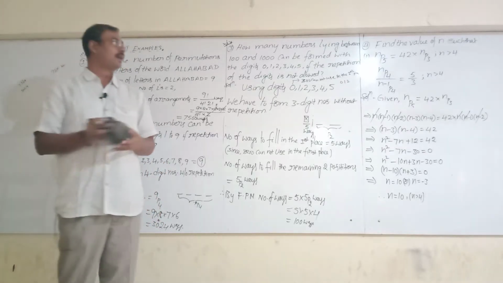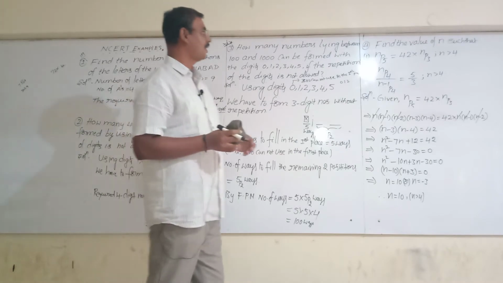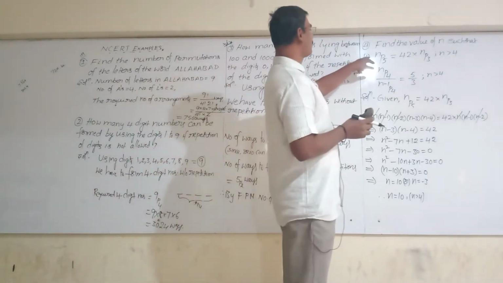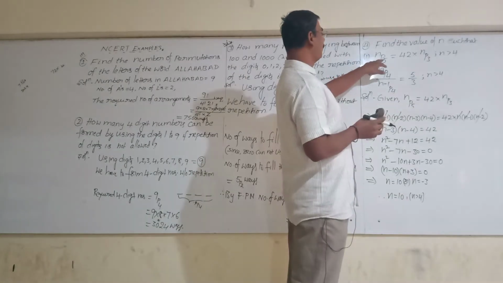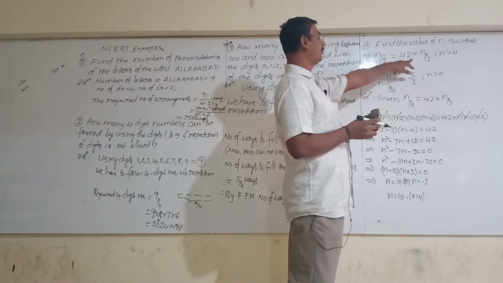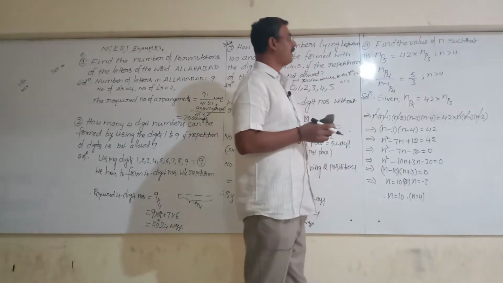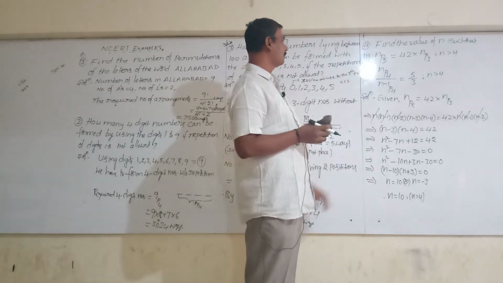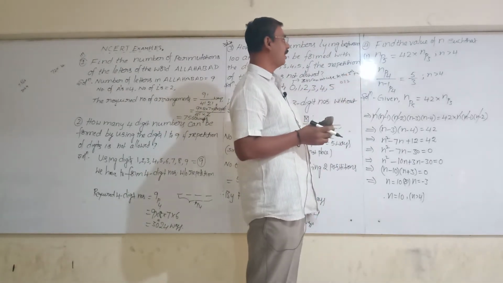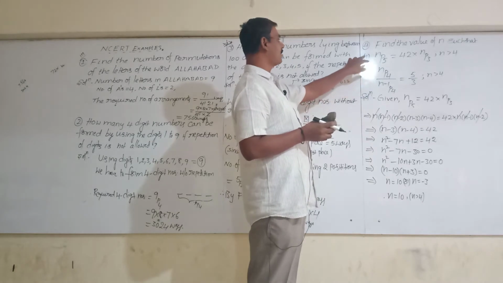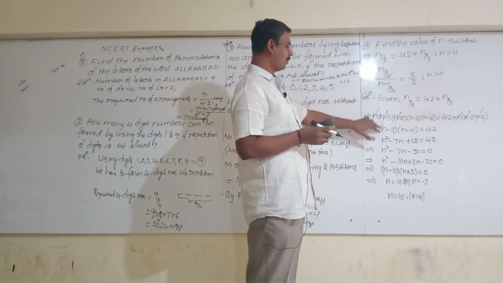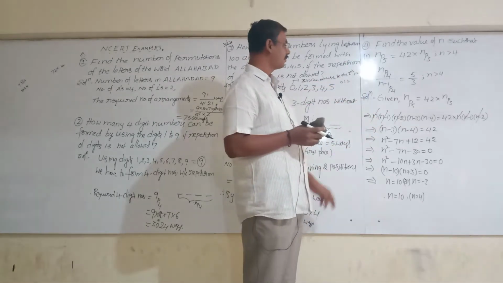Find the value of n such that nP5 is equal to 42 into nP3, where n is greater than 4. Like the second problem, I will give the first bit, and the second bit is the same model question. You do it like this.